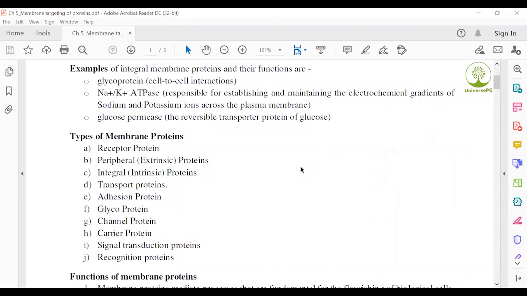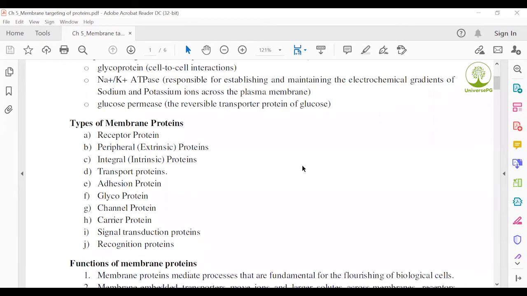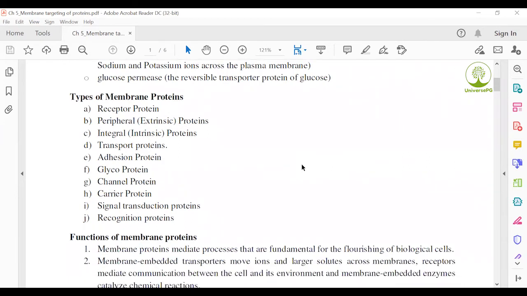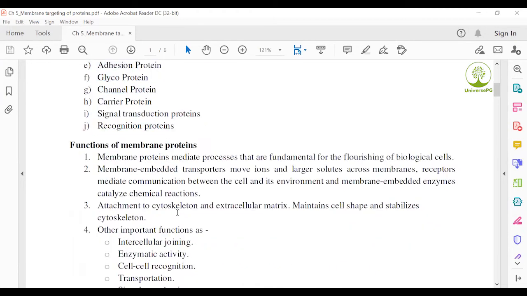Membrane proteins are of different types. First, receptor protein, peripheral or extrinsic protein, integral or intrinsic protein, transport protein, adhesion protein, glycoprotein, channel protein, carrier protein, signal transduction protein, recognition protein. Those are the types of membrane protein. Next, function of membrane protein.